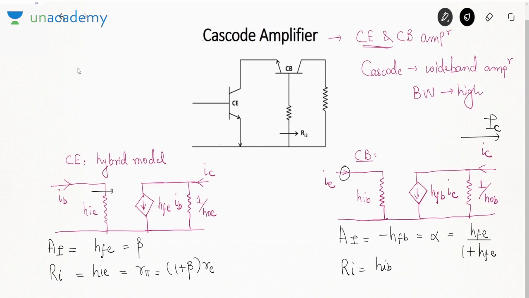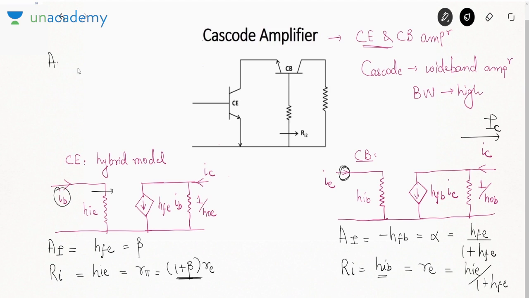So I told you when base current is flowing, the resistance is 1 plus beta RE. But when emitter current is flowing, the resistance is simply RE. So this resistance is actually equal to HIE over 1 plus HFE. That means I have to divide this resistance by 1 plus beta, and then I can get the value of HIB. What about other parameters?